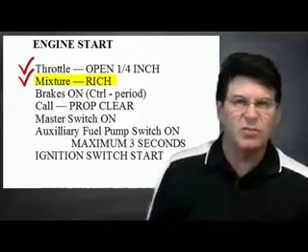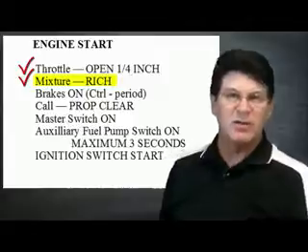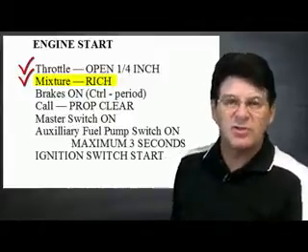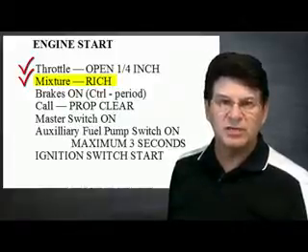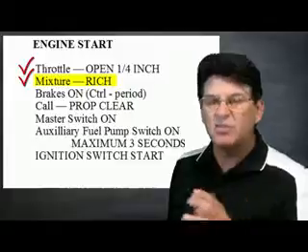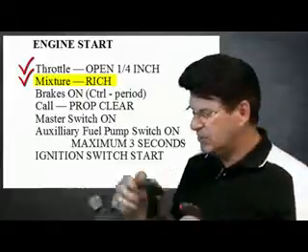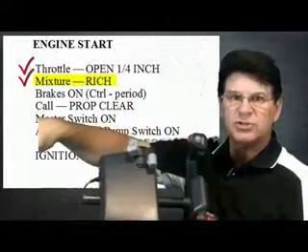The red knob on a real panel, or the outside knob on the CH Products yoke, is for fuel mixture, so that we don't starve the engine for fuel during startup. We put it in the rich position. This means the engine will get all the fuel that it needs until we fine tune it. This knob on the far end over here, put it full forward for rich.